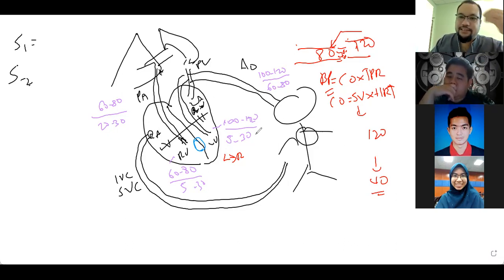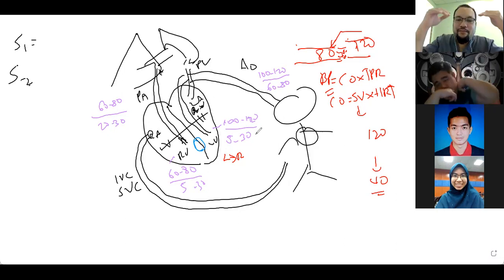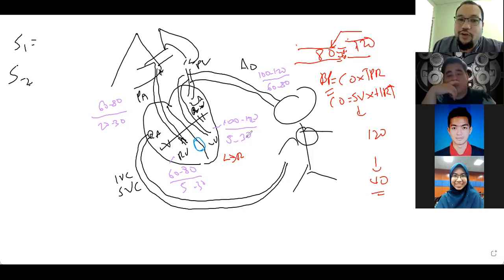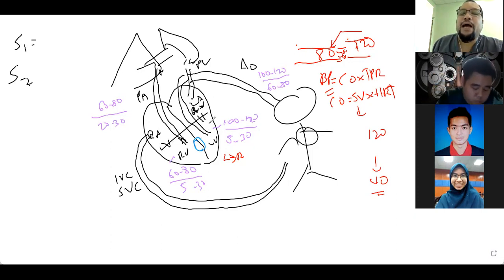Okay. Next. Again. What causes sound? Closure. First heart sound is caused by closure of your mitral valve. Mitral dengan bicuspid valve. Kan? Closure of your mitral and tricuspid valve. Second heart sound is caused by closure of your aortic and pulmonary valve. Okay. Apa yang menyebabkan dia tutup? Valve ni, apa yang menyebabkan dia tutup?